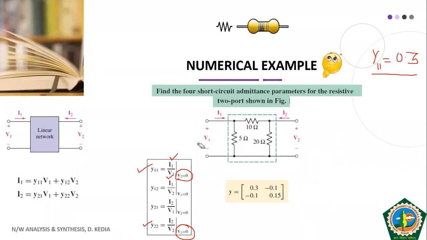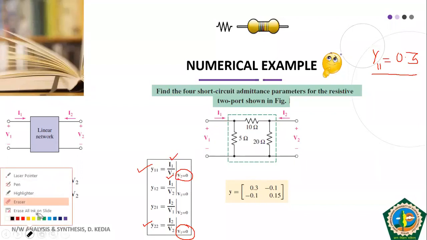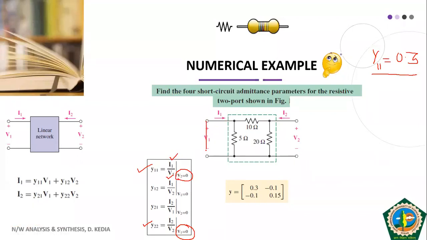Okay, so if we make V1 as 0, that means we will have to make V1 short. So if we do this, then this 5 ohm resistance will be out of the picture. So in that case, 20 ohm and 10 ohm, these resistances are in parallel. Okay, so 20 and 10, these are in parallel. Fine. So what will be the equivalent resistance then? Equivalent resistance, or R22, will be equal to 200 by 30.